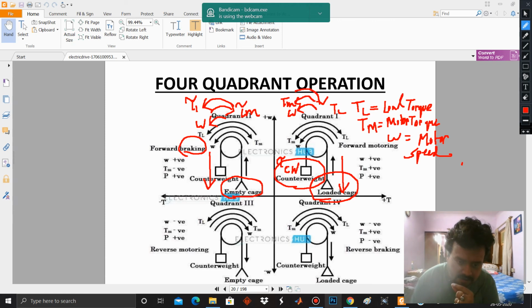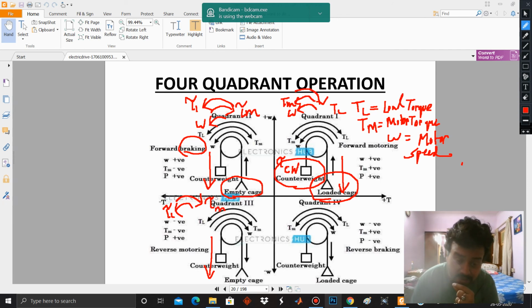Now what has to be done? It has stopped. Now the load torque is again in this particular direction, that means anti-clockwise in the third quadrant. But the cage has to reach downwards. So the motor torque, which was already in the anti-clockwise direction in the second quadrant, is now in the clockwise direction in the third quadrant.